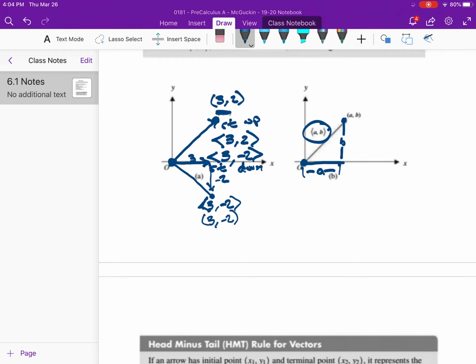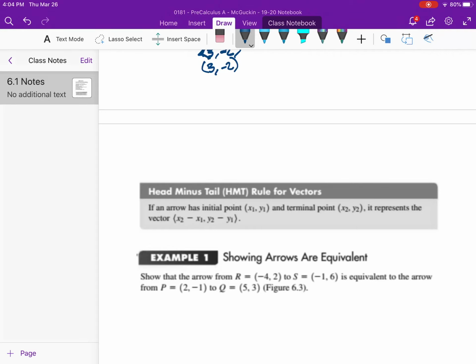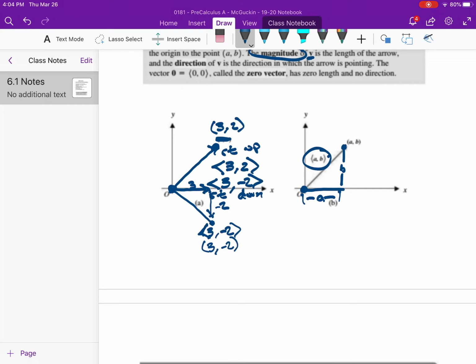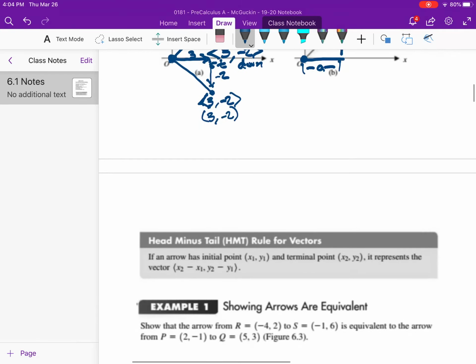Now, the head minus tail rule for vectors. If an arrow has an initial point, we're going to call that x sub 1, y sub 1, and a terminal point, we're going to call that x sub 2, y sub 2, then it represents the vector x2 minus x1, comma y2 minus y1. If you think about what I showed you up top, that makes sense. 3 minus 0 was 3. That is why we had a vector of 3 for the x coordinate. 2 minus 0 is 2. That is why we had a 2 in our y coordinate.